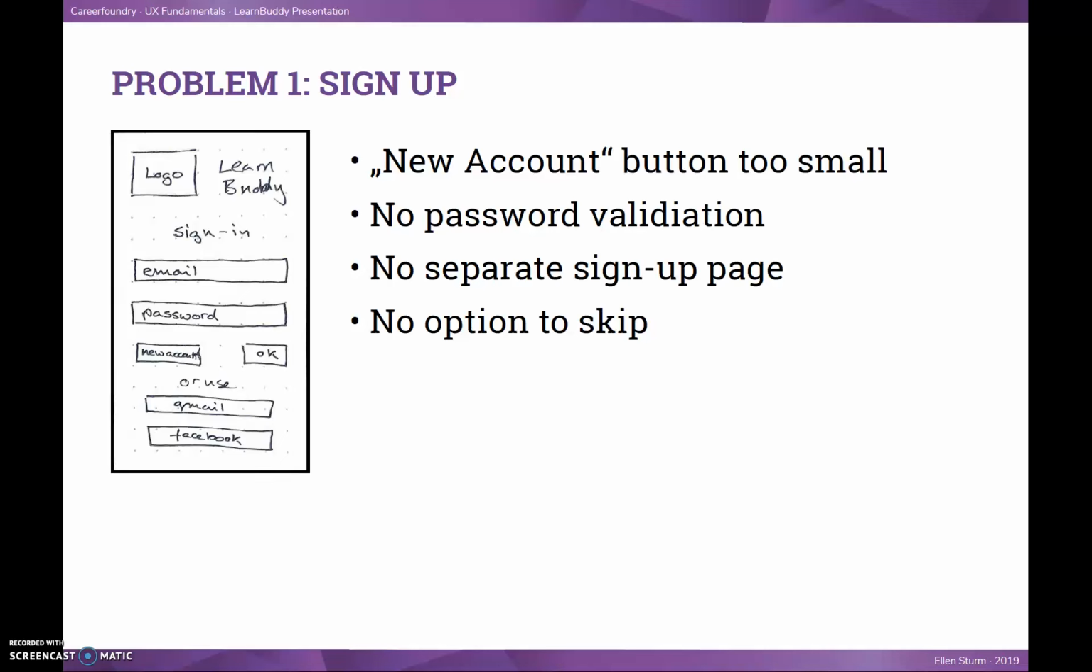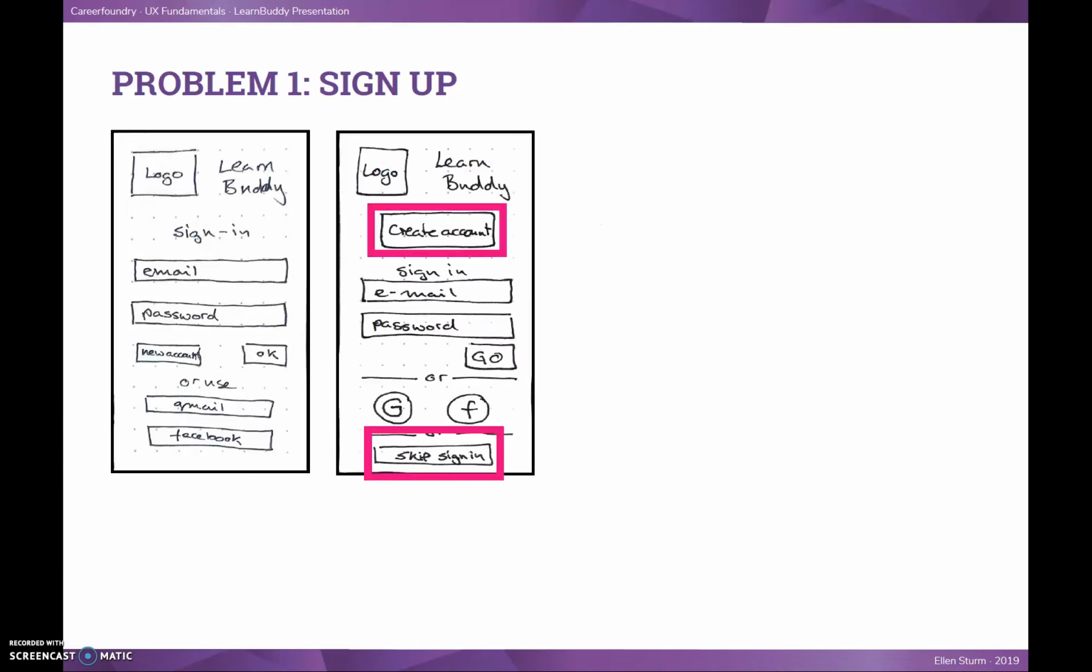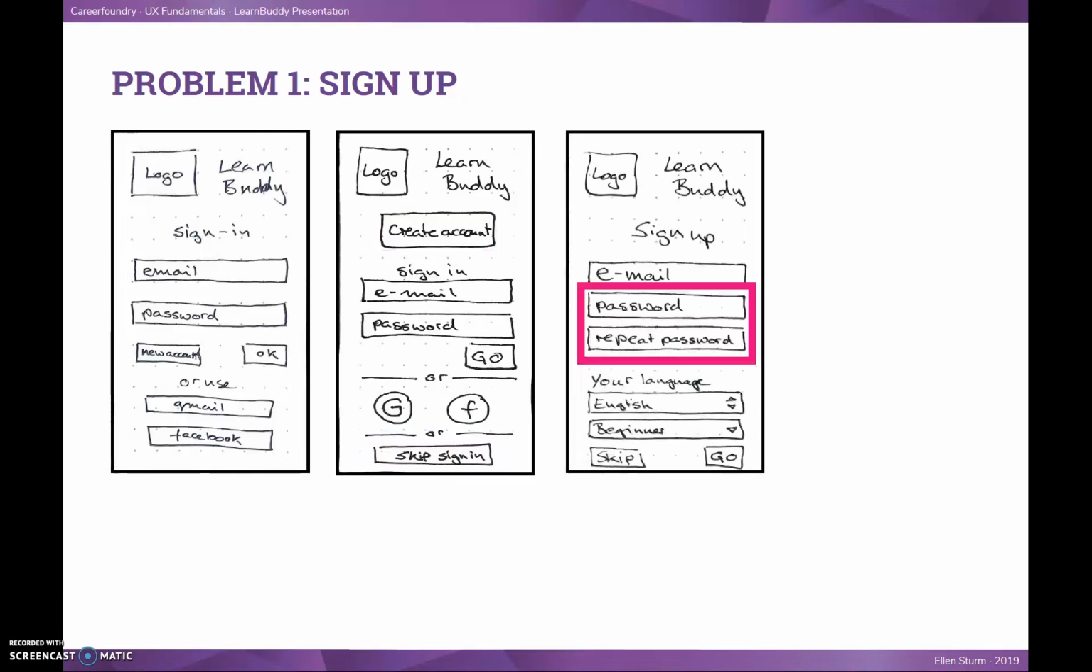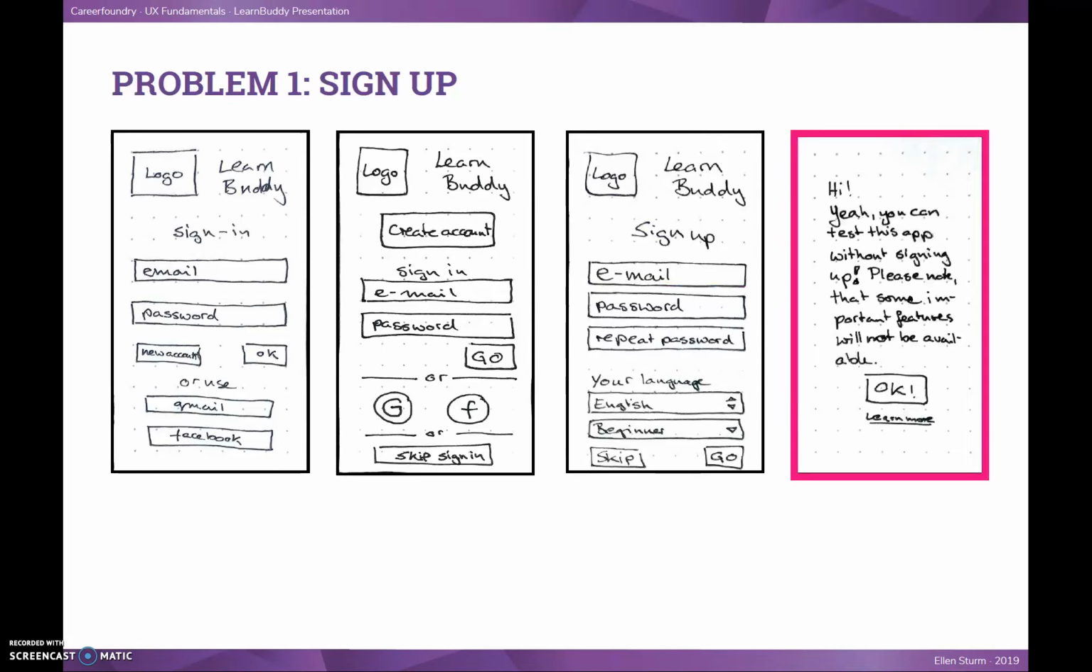without signing up first. So I redid the login page, made the create account button bigger, and made a skip sign-in page. And I made a separate sign-up page with repeated password entering. And for the skip sign-in button, I made sure that there would be a message that people cannot use the app completely. Like, you can't add buddies if you didn't sign up properly. You can learn words, and you might be able to play some of the games, but most of the app is based on the buddies, and you can only use the buddy system if you sign in already. But this way you can at least check it out and see if it's something for you.